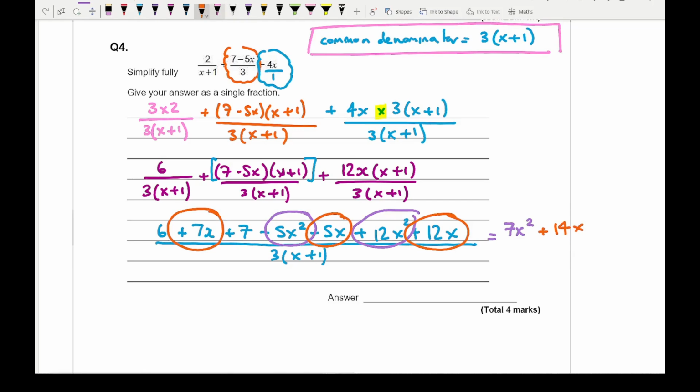And then finally 6 plus 7, which is 13. And that's all over 3x plus 1. Now, does that factorise on the top? I don't think it does, so I'm going to leave that as my final answer.